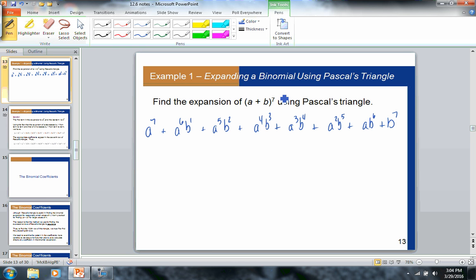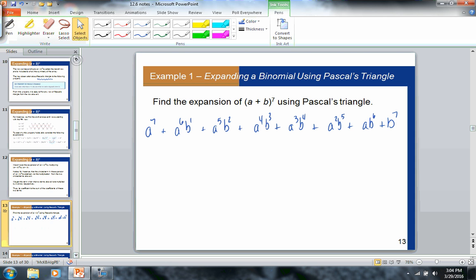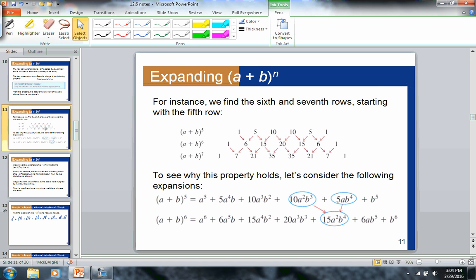Okay. Now the other thing we have to fill in is our coefficients in front of these terms. So we could write out all 7 rows of Pascal's triangle, but it was written out here previously in the notes. If we wrote out the first, second, third, fourth, fifth, and then the 6th and the 7th rows, this is what we would end up with. So these numbers here are going to be our coefficients in front of our terms.